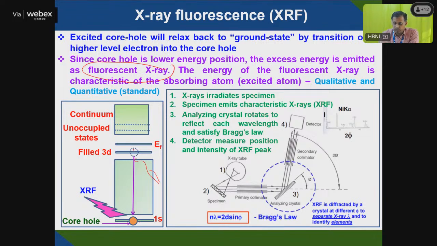The fluorescent X-ray energy is characteristic of the particular observed element. For copper, nickel, zinc, the X-ray fluorescence energies are all different. So here you can do both qualitative as well as quantitative analysis.